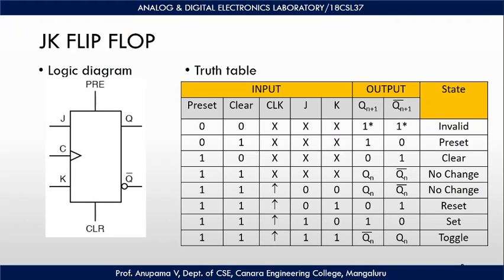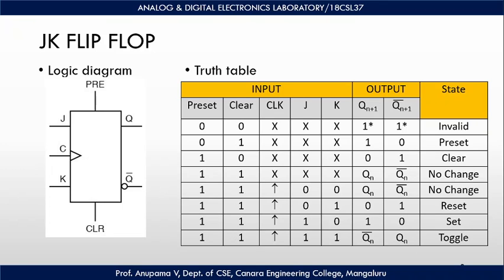First, let us see what is JK flip-flop. The JK flip-flop is a sequential device with three inputs J, K and clock, and two outputs Q and Q bar. J and K are control inputs. These control inputs are named J and K in honor of their inventor Jack Kilby.